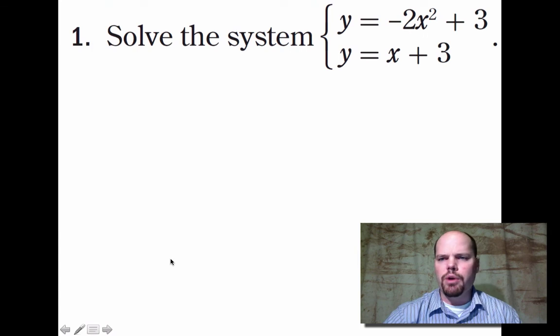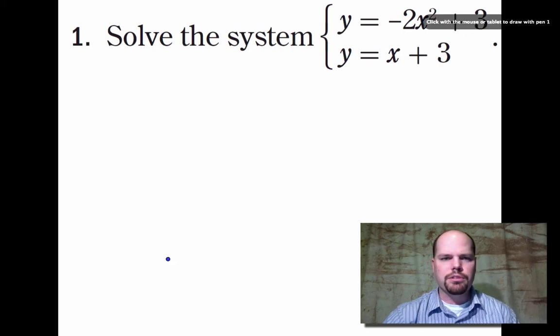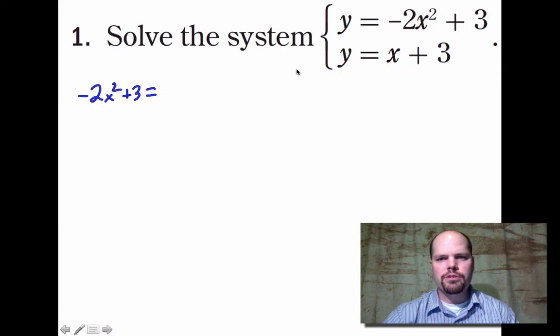Solve the system y equals negative 2x squared plus 3 and y equals x plus 3. Now this is set up for graphing. You could graph and find the intersection, I'll show you what that looks like in a minute. But this is also set up to use substitution. Since they're both y equals, I can substitute negative 2x squared plus 3 in for the y in y equals x plus 3.